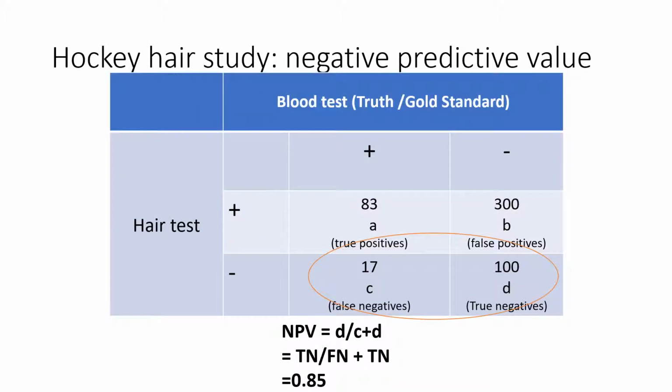So for the hockey hair study, what's the negative predictive value? Of all the people who test negative, how many are correctly identified as being true negatives? And it shakes out to be 85% negative predictive value.